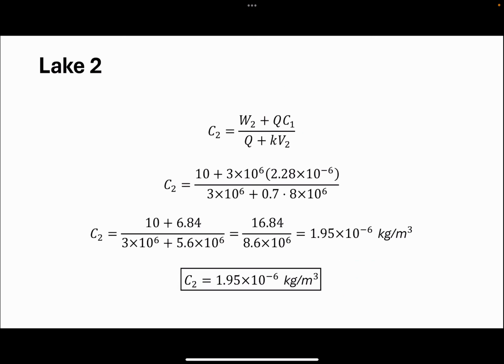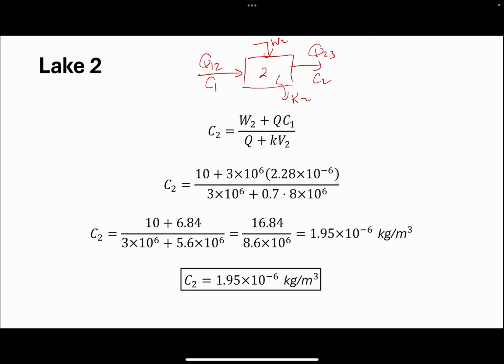Let's go for lake number 2. We'll do the same exact solution. Lake number 2, the flow rate entering lake number 2. If you just look at the previous slide, it's flow rate coming from lake 1 going to lake 2, and concentration 1 leaving lake 1 going to lake 2, and of course K2, which is equal to K1, and the loading W2, and the flow rate leaving lake 2 going to lake 3, and the concentration 2 leaving lake 2 to lake 3.